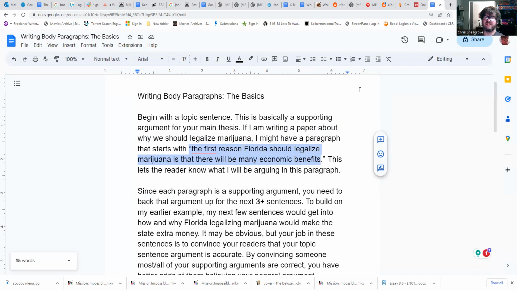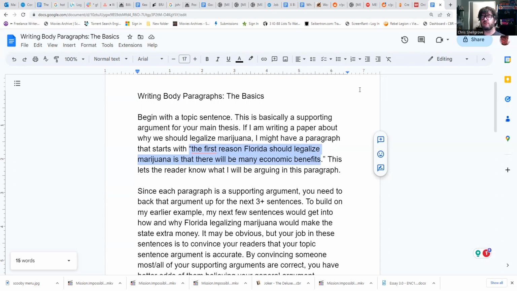First, as we've already discussed, it lets the reader know right away what this paragraph is going to be about. That may sound like a no-duh thing, but you'd be amazed how many paragraphs I read where I feel like I'm wandering through the desert. I'm going on a vision quest with this student because they sure haven't told me what this is about. So this will tell us what it's about, but it's also providing a supporting argument for the main thesis.